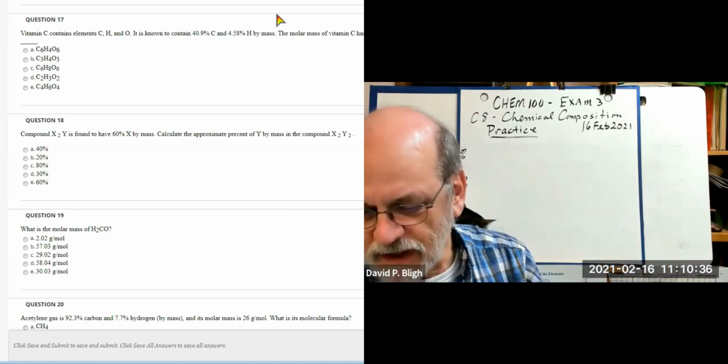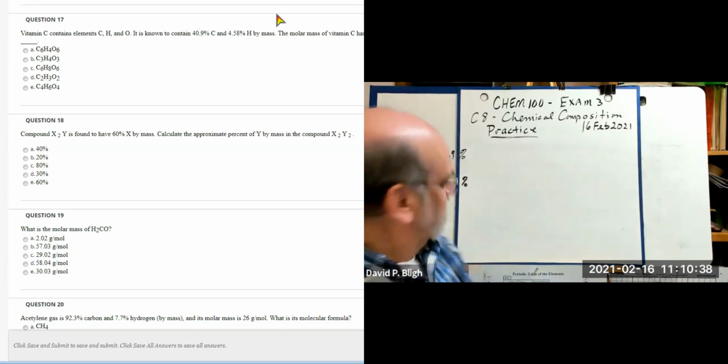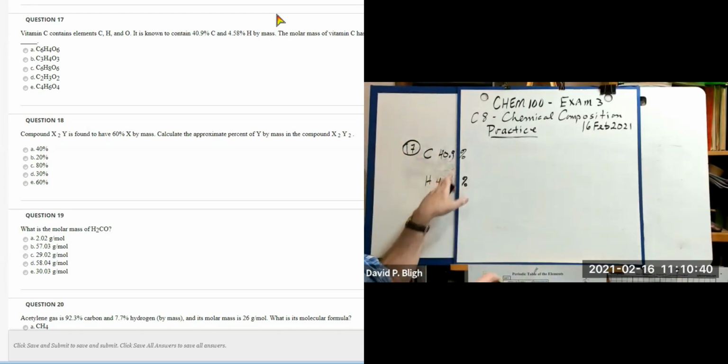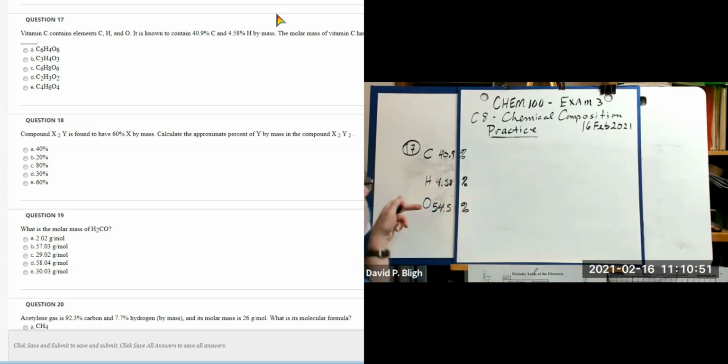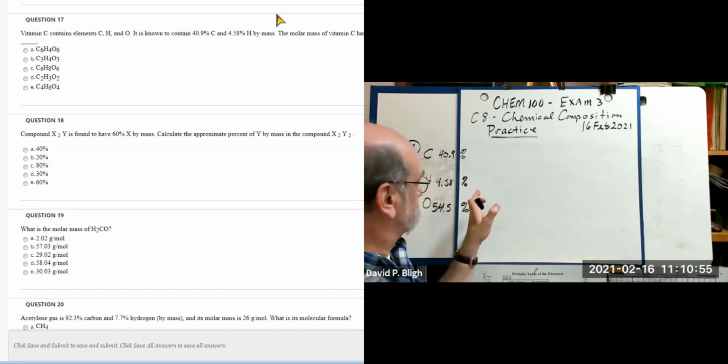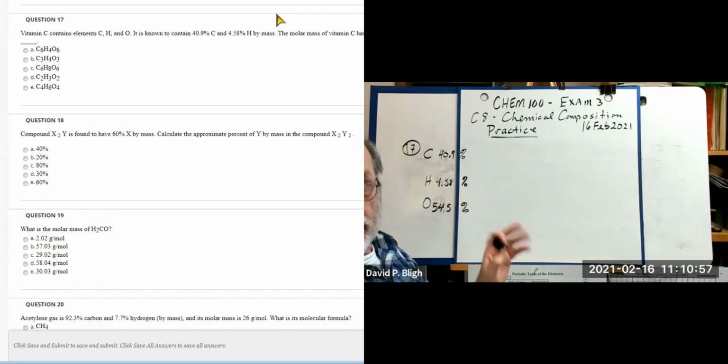Okay, so here's what it looks like. 40.9%, 4.58%. So what's left over? 54.5% is what's left over for oxygen. And add those together, you should get 100%. So now we need to assume that we have 100 grams of sample.